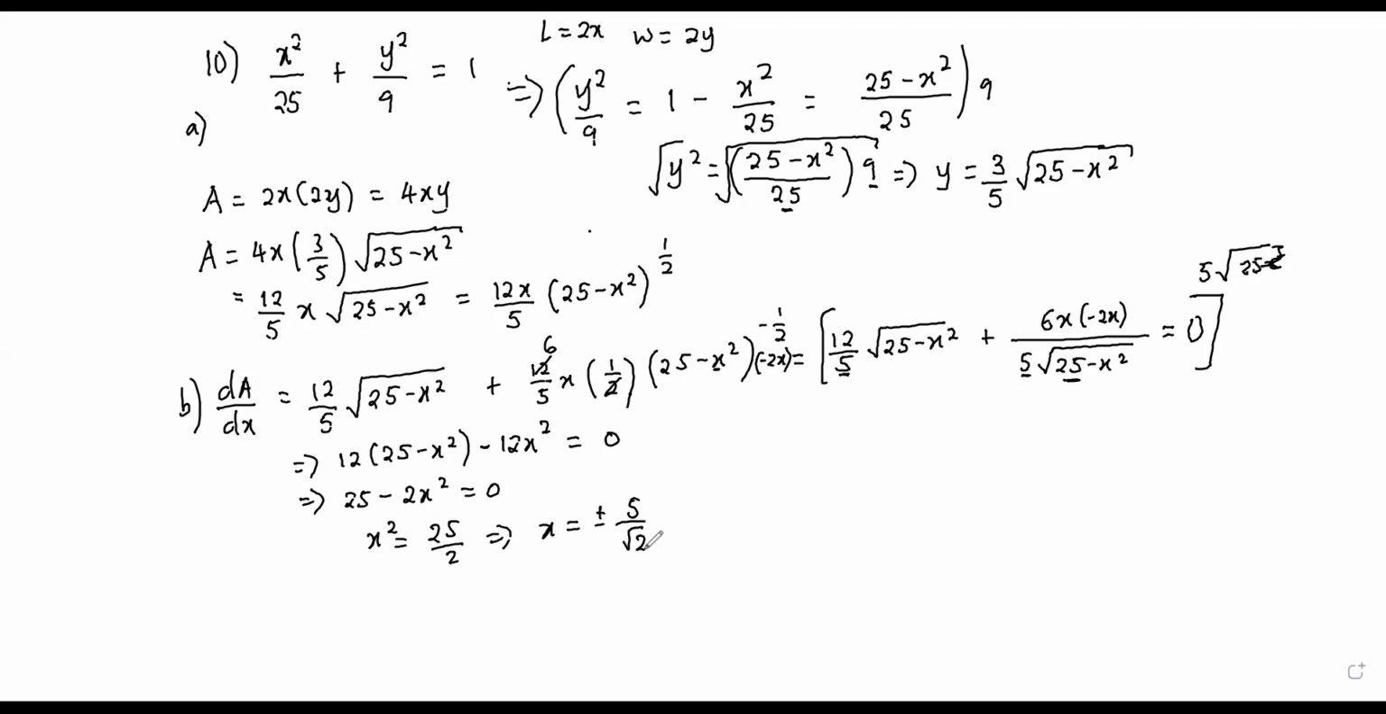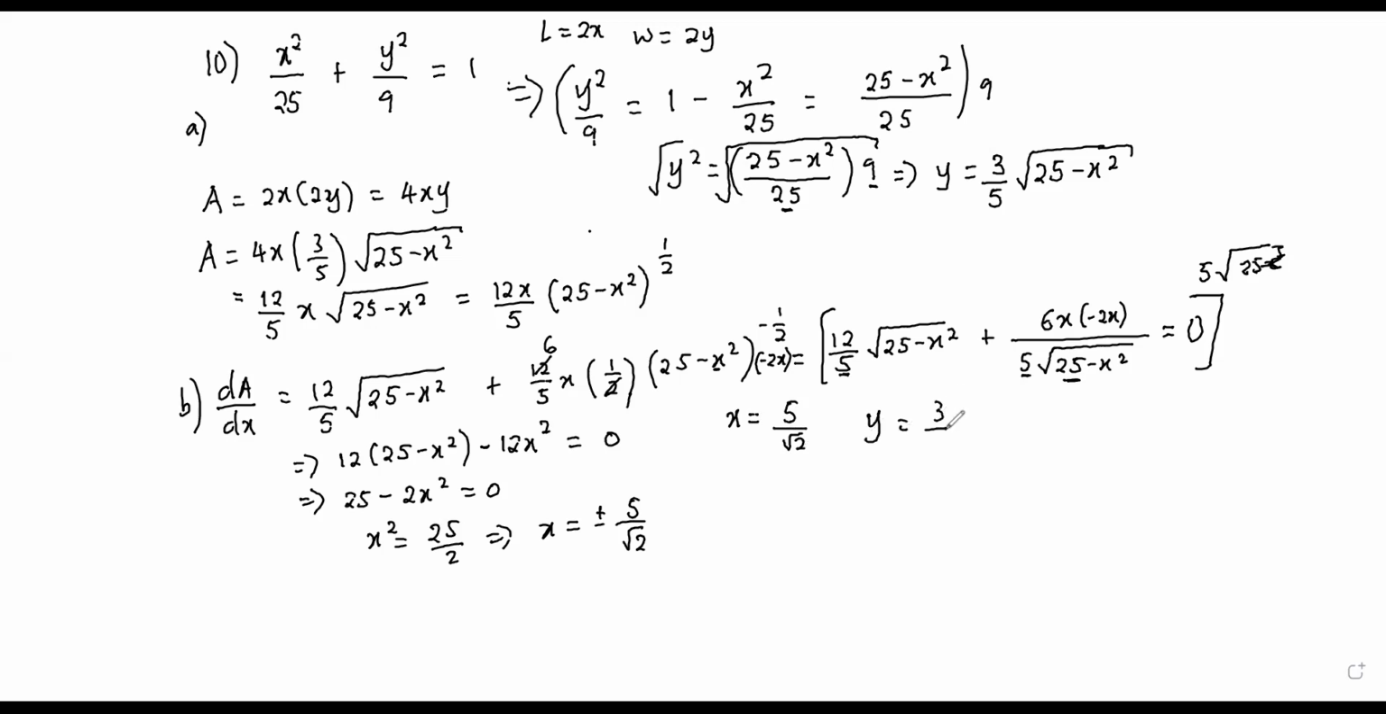As our x. But again, the negative one, we don't pay attention to it. So we're saying x is 5 over root 2. And then we go back to the dimensions. Since x is that, before we go back to the dimensions, we go to y. What should be our y?